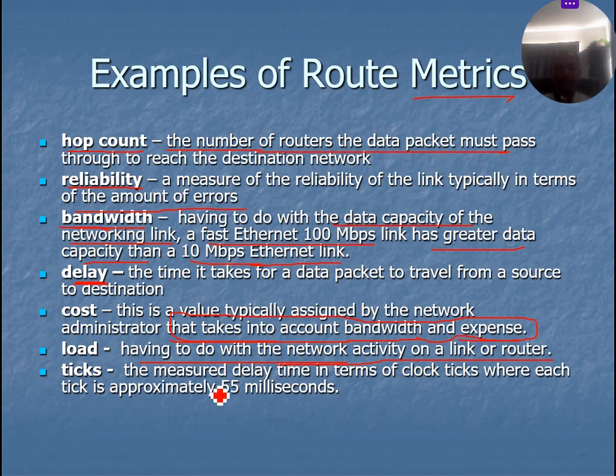The ticks are the measure of the delay time in terms of clock ticks, where each tick is approximately 55 milliseconds. Milli means times 10 to the power of minus 3. So 55 milliseconds means 55 times 10 to the power of negative 3. If you change the number, this will be 0.0055 seconds. That's what we call the tick time.